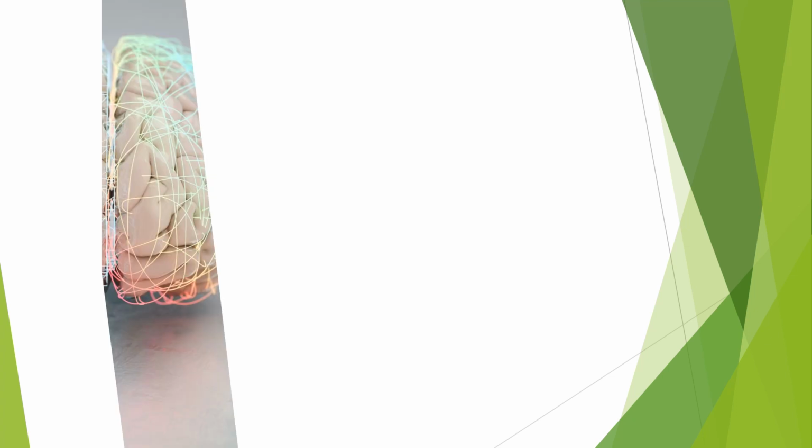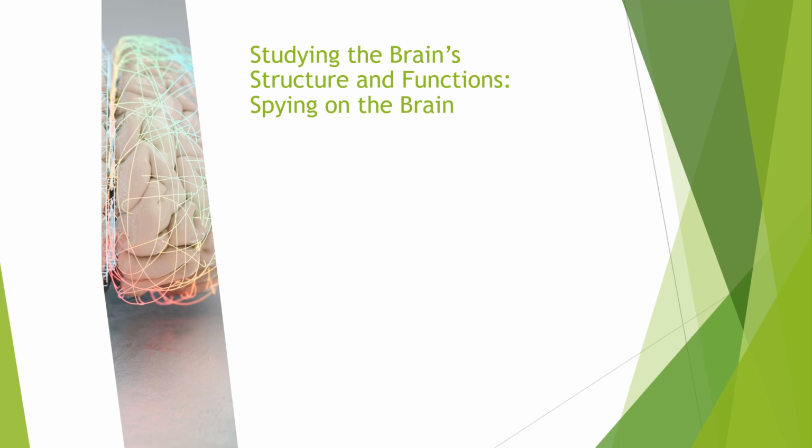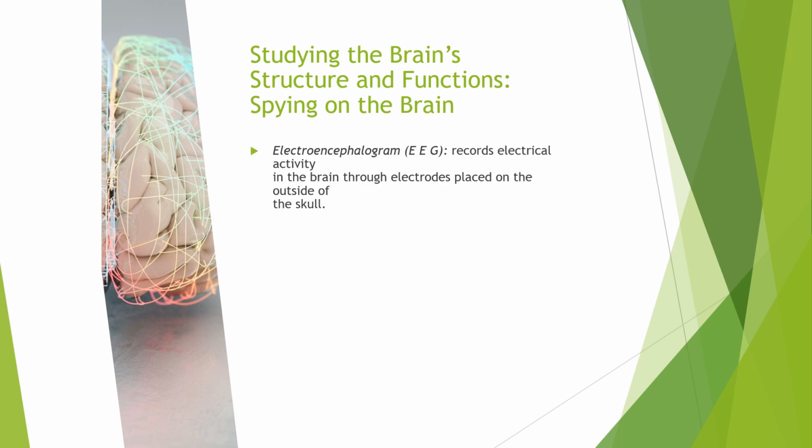Okay, so let's start out by talking about how we study the brain. How is it that we are able to study the structures and the functions of the brain? So it's almost like using a magnifying glass and spying in on what your brain is doing. And we do this by using various scanning techniques, and that's what we're going to discuss in these next couple of slides.